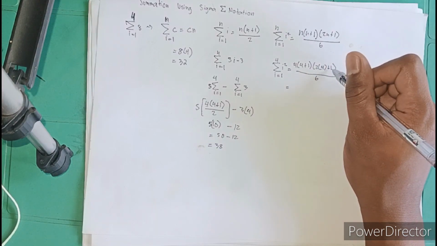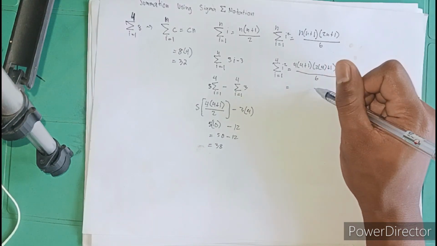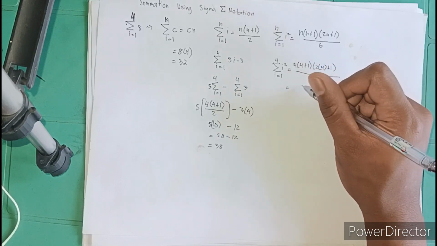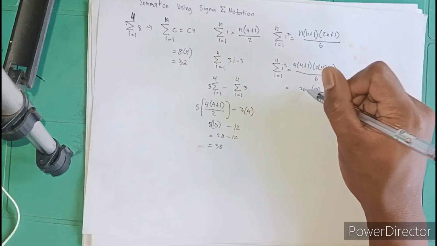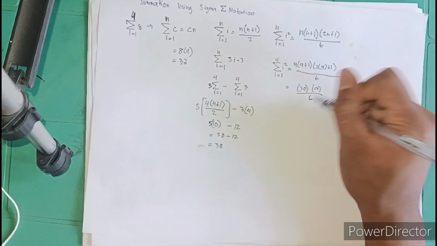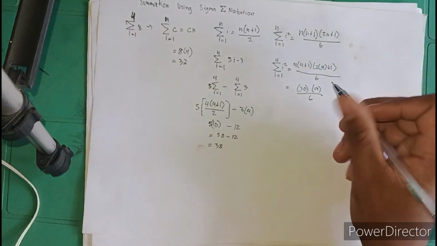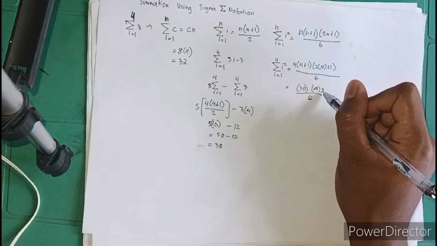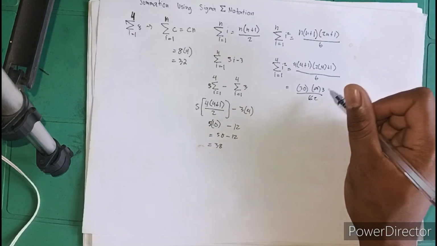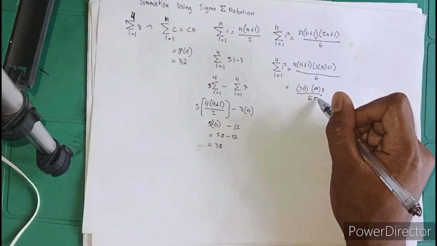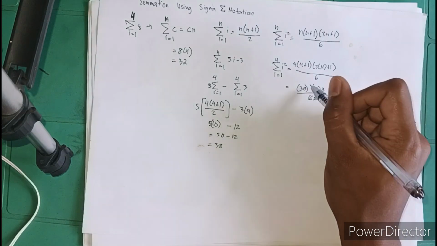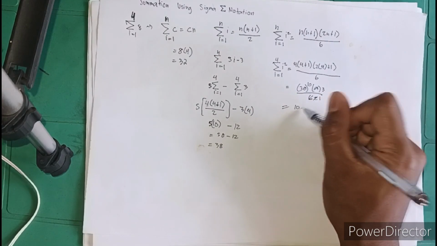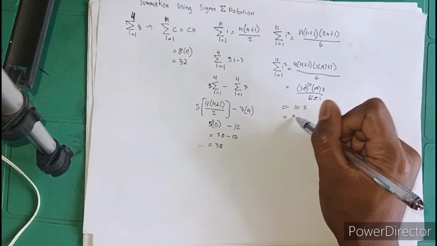2 times 4, 8 plus 1 is equal to 9. 9 times 4 plus 1 is equal to 5, times 4 is equal to 20 over 6. So notice that we can cancel out this. We can divide this as 3, 2. And we can divide also here as 1, divided by 2 is 10. So our final answer is 10 times 3 is equal to 30.